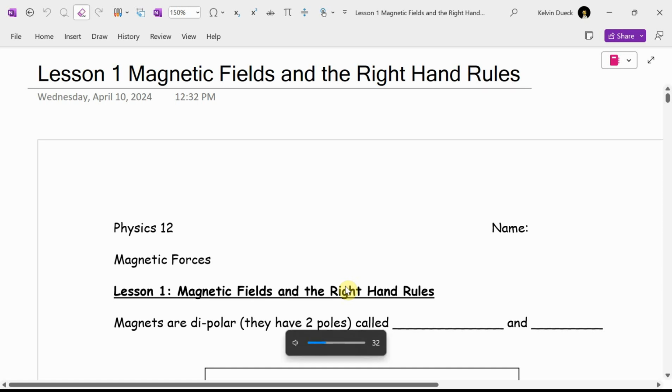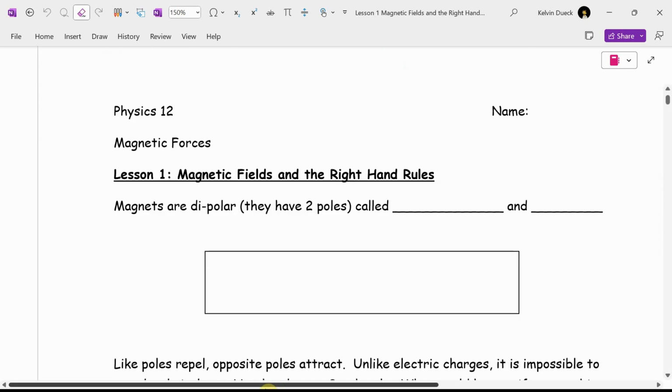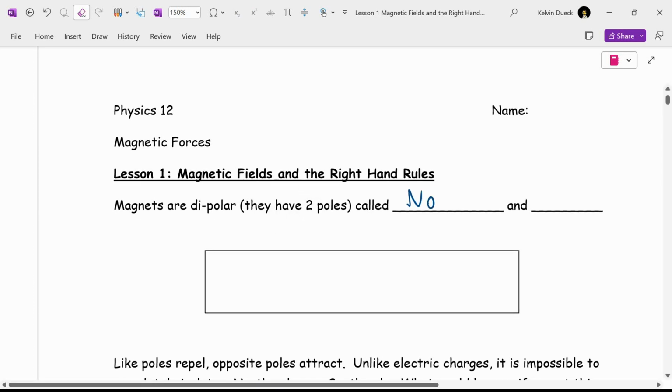Let's talk about magnets. First of all, in the same way that charges come in two types, negative and positive, magnets are dipolar. They come in two poles. Does anybody know what the poles are called? We also use them in geography. We call them north and south. We'll use capital N as our abbreviation for north and capital S as our abbreviation for south.